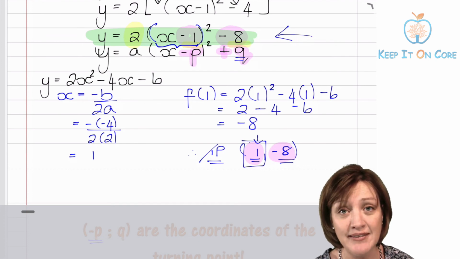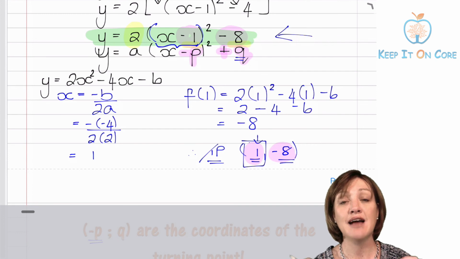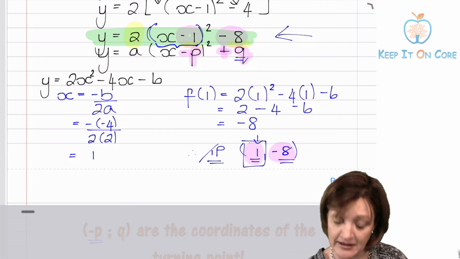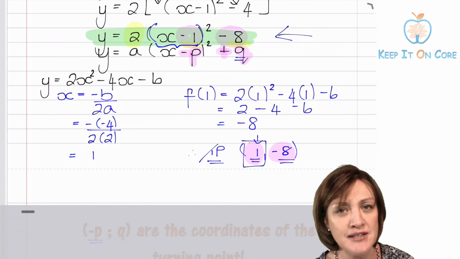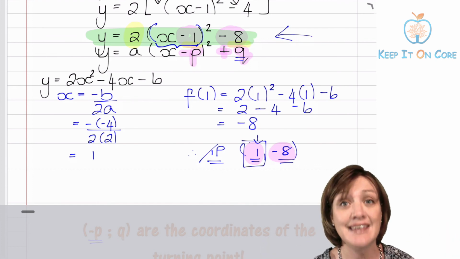Okay, so join me in the next video where we're going to take different examples of parabolas in both the two different types of standard equations and look at the steps that we follow to actually properly sketch a parabola.